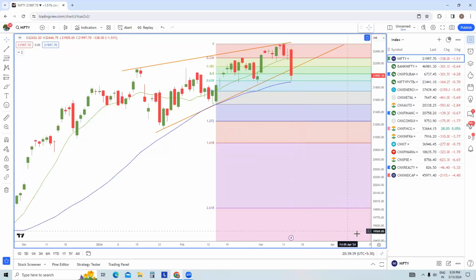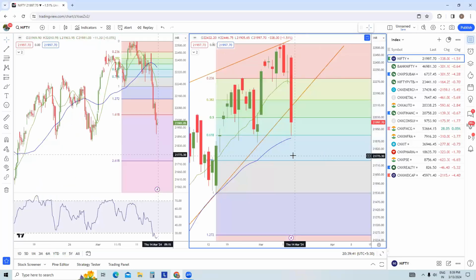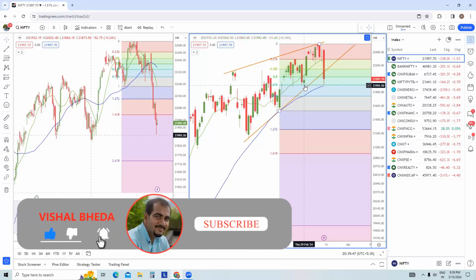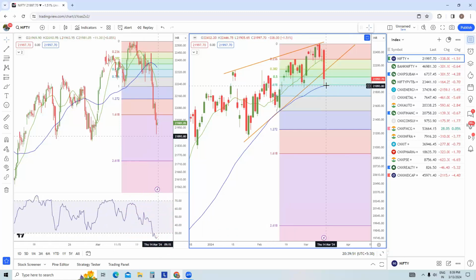So the first thing we need to understand is that yes, this is a valid breakdown on the downside. Although, if you check the daily time frame chart, we have this 61.8% Fibonacci retracement. This is a solid support for the markets, at 21,900 to possibly 21,850 on the downside. You can see similar support coming up from the price.